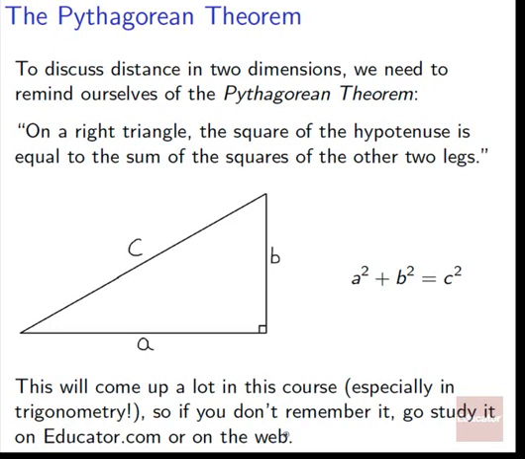It was about a right triangle. If we've got a right triangle, with a right angle in the corner, the square of the hypotenuse, the long side, the side that is opposite our right angle, is equal to the sum of the squares of the other two legs. So we square each of the other two smaller legs, and when we add them together, a squared plus b squared, that's going to be equal to our hypotenuse squared. A squared plus b squared equals c squared. Leg 1 squared plus leg 2 squared equals hypotenuse squared. That's the idea of the Pythagorean theorem.